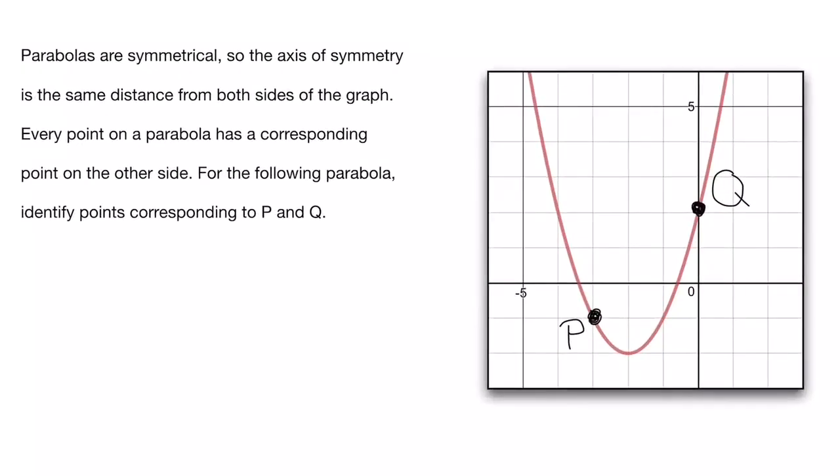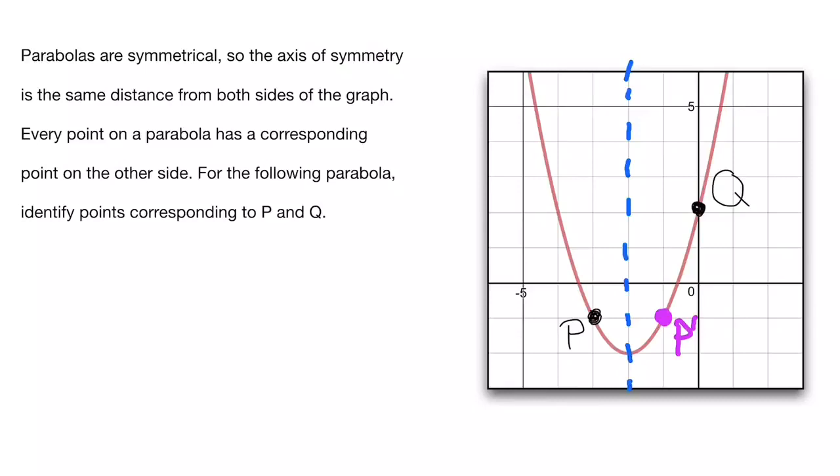Okay, parabolas are symmetrical, so the axis of symmetry is the same distance from both sides. So in this case, this would be our axis of symmetry. Every point on the parabola has a corresponding point on the other side. For the following parabola, identify the points corresponding to P and Q. So in this case, if you look, P is right here at (-3, -1). The corresponding point is just the same distance on the other side, so right here.